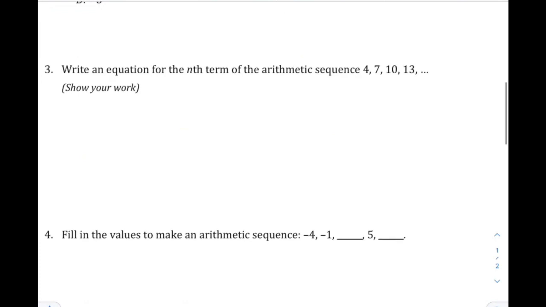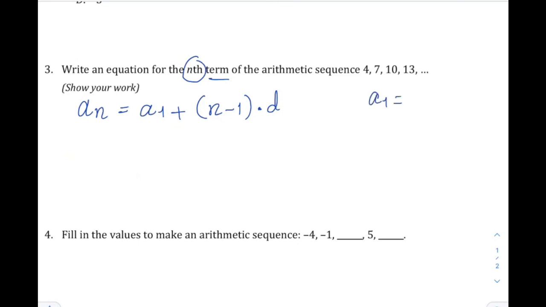Write an equation of the nth term. What is the nth term? The nth term is term number n. Any specific term. N can be any number. So we will be able to write a general equation, which is given by this rule. An, any term, is equal to A1, which is the first term, plus n minus 1 times D, where D is the common difference. So let's try to find out what are the parameters needed.